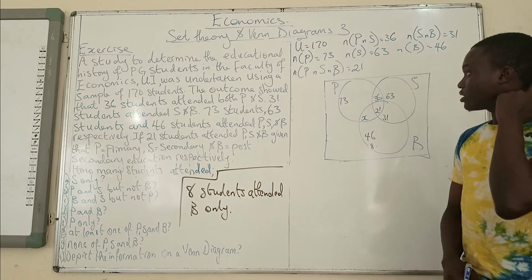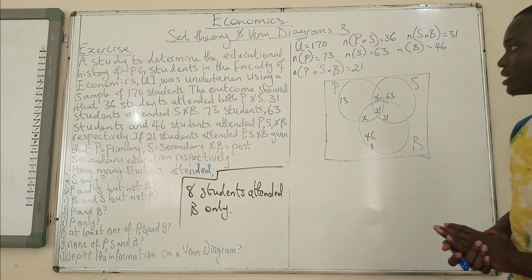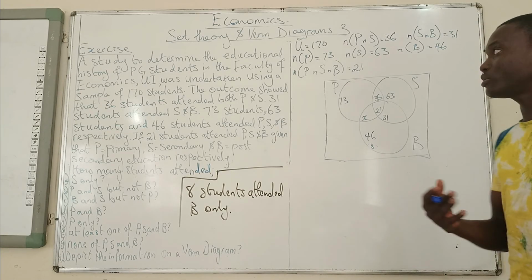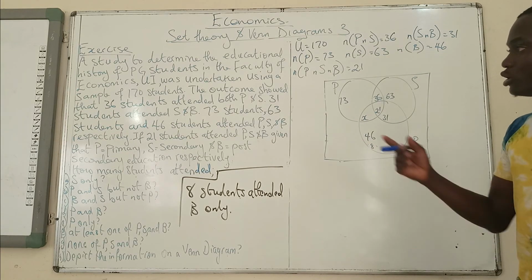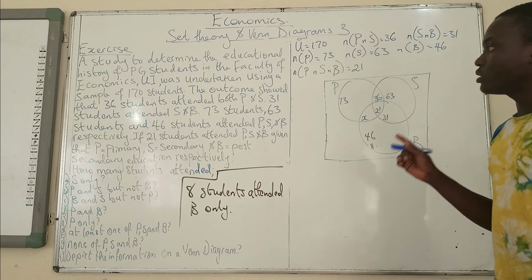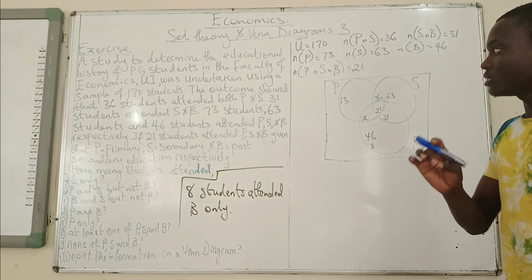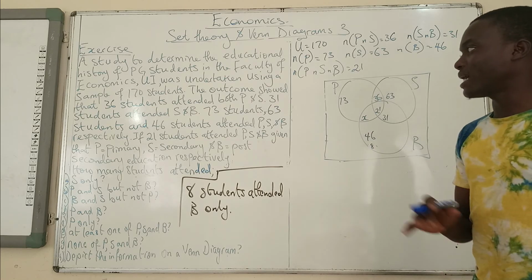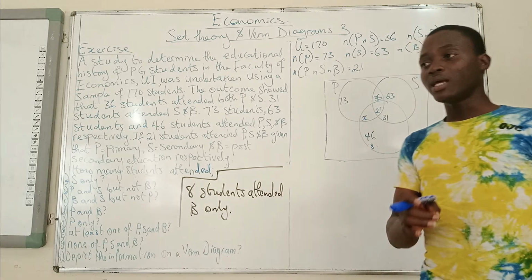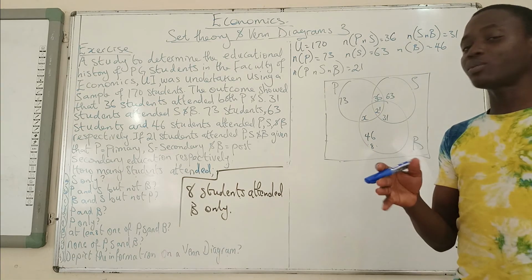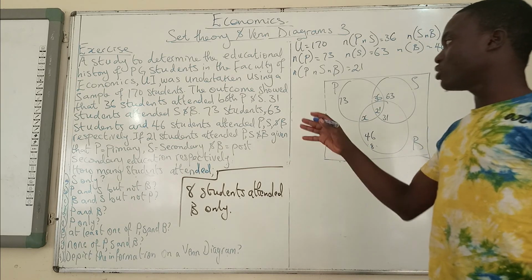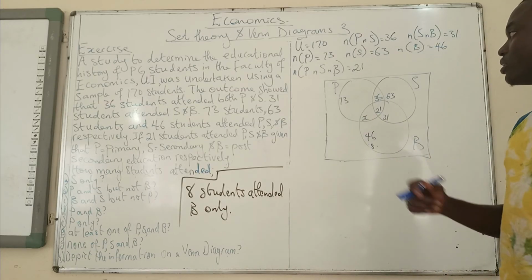Now, in this video we have this exercise. A study to determine the educational history of PG students, that is postgraduate students, in the Faculty of Economics UI, which is University of Ibadan, Nigeria, was undertaken using a sample of 170 students. The outcome showed that 36 students attended both P and S. Note at this point that P is primary education, S is secondary education, and B is post-secondary education. It's in the question anyway. The outcome showed that 36 students attended both P and S, that is both primary and secondary education.